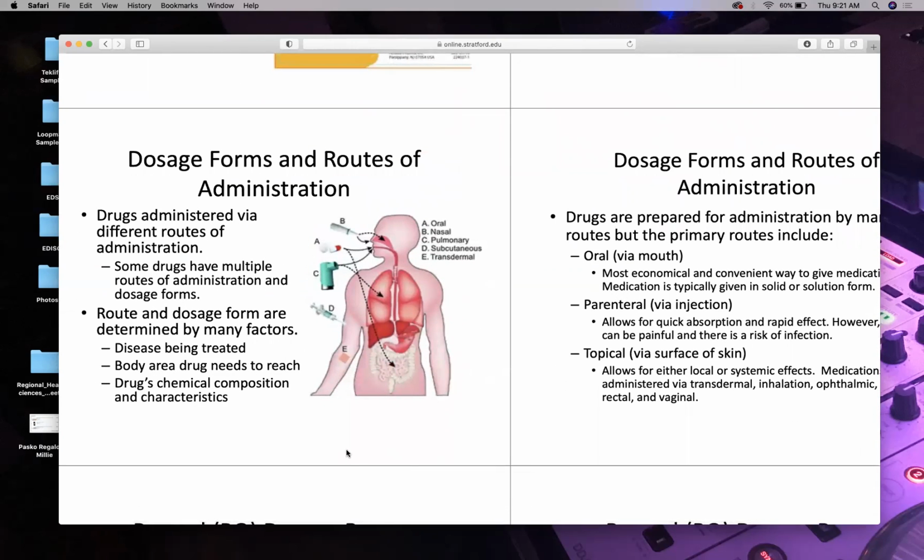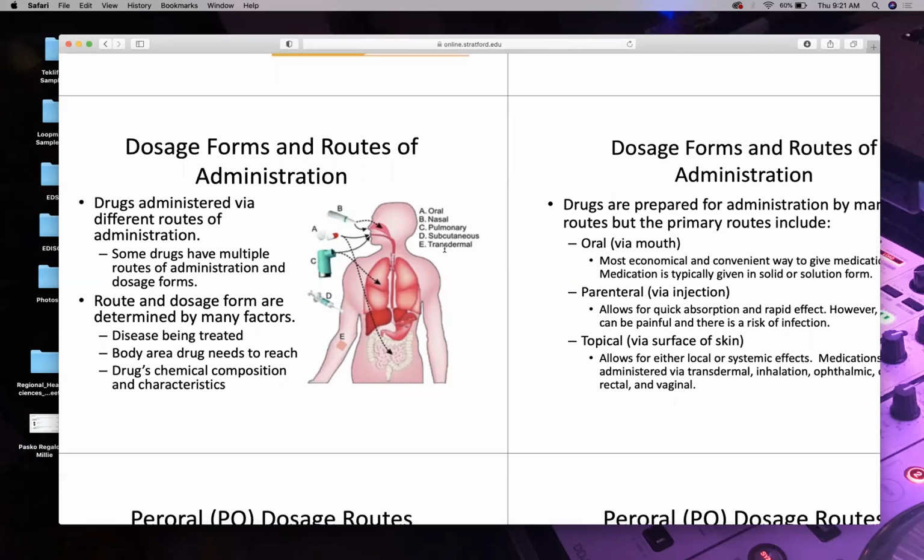Dosage forms and routes of administration. Now, here are 5, A, B, C, D, E. So it could be oral, right? Per mouth. It could be nasal, like they put it in their nose and they snort it up their nose, like this little inhaler thing. Well, this is not really an inhaler. You put it in your nose and you sniff it all up.